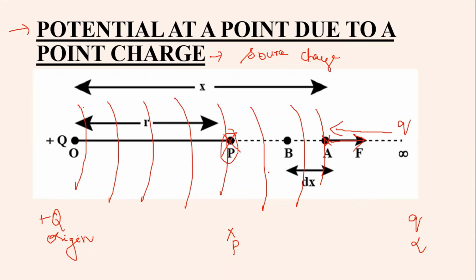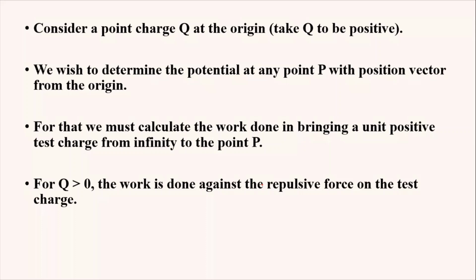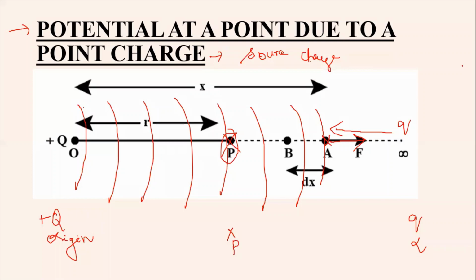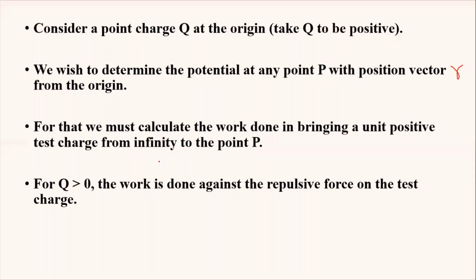So you are doing some work. That work done per unit charge is the electric potential and we are going to calculate that. Consider a point charge Q at the origin. We are taking Q to be positive. We wish to determine the potential at any point P with position vector R. Position vector R means this point P is at a distance R from the origin. That distance will be the position vector for the point P.